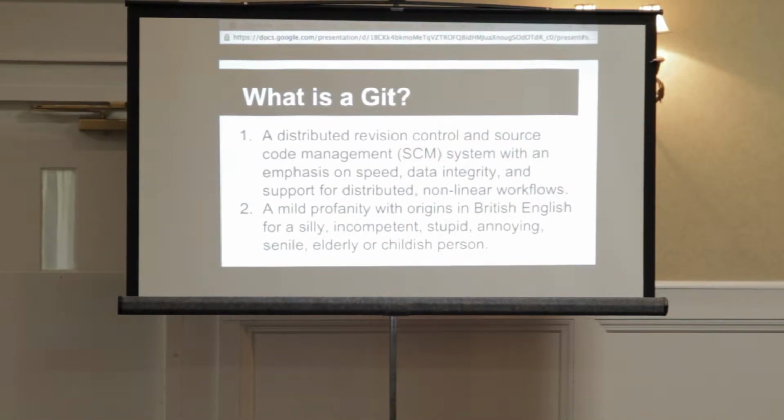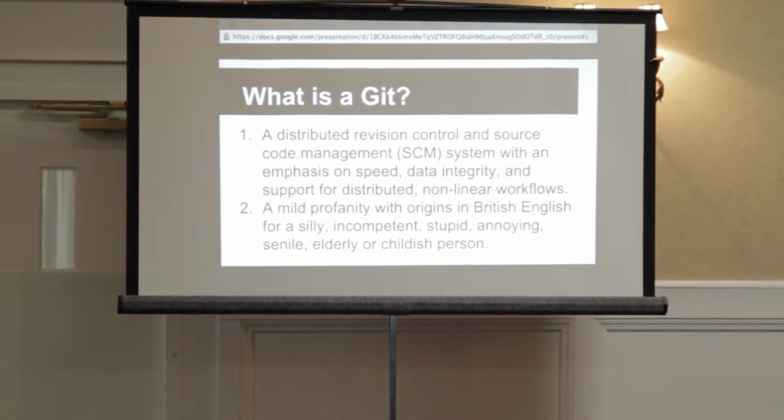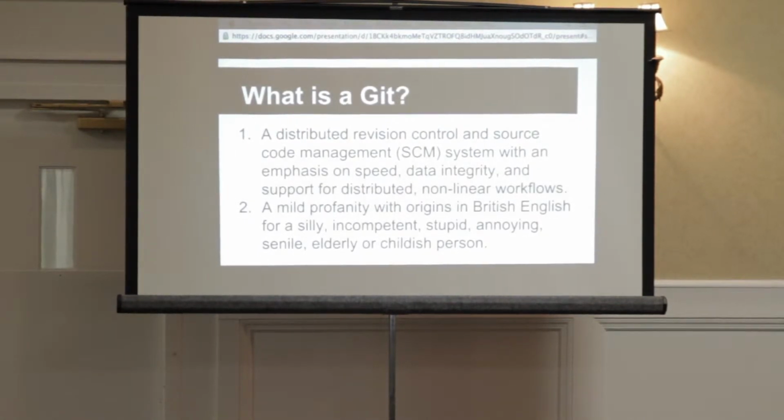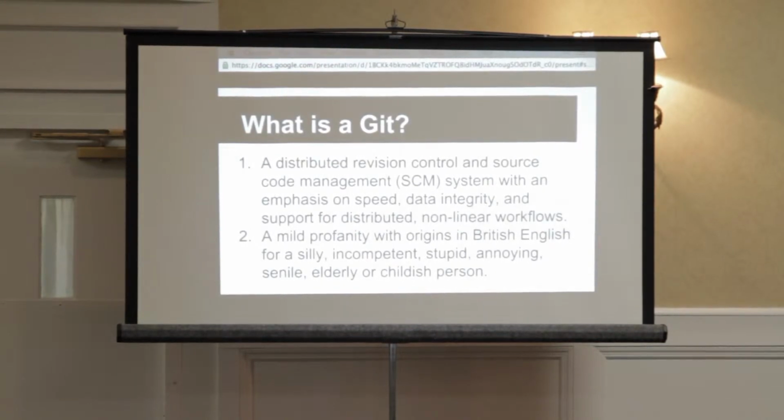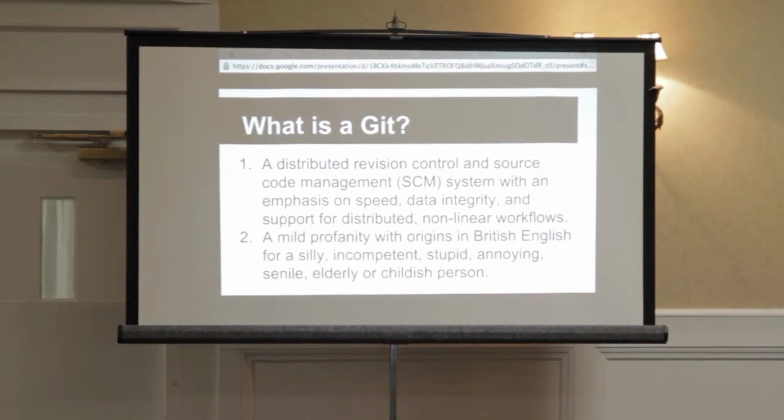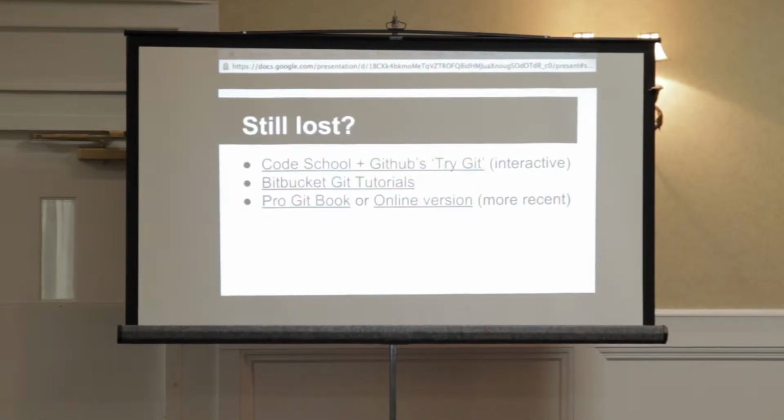So, what is a Git? Well, according to Wikipedia, there's two main definitions of Git. First is a distributed revision control system and source management with an emphasis on speed, integration, and support for distributed nonlinear workflows. Or a Git is mild profanity from British English for a silly, incompetent, stupid, annoying, senile, elderly, or childish person. For this talk, we're talking about the first definition.